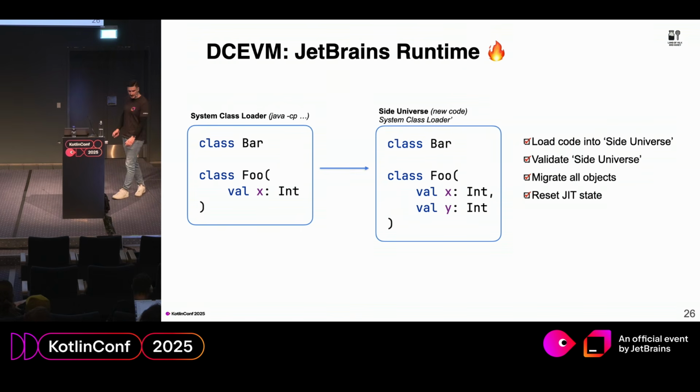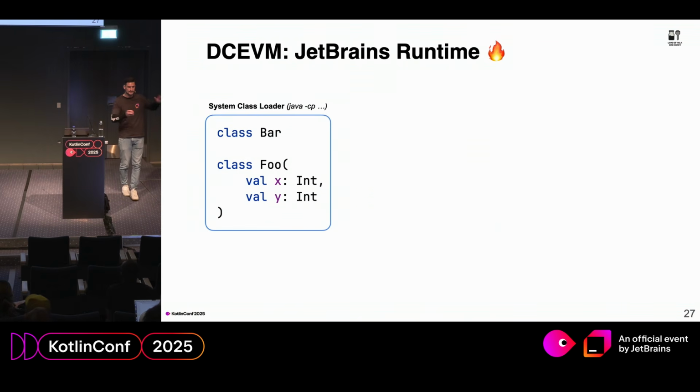Then it migrates all the objects that you have in your running application to the side universe. Then obviously we need to reset the JIT state. If you had some code that some optimizing compiler already translated into machine code, and you change that code, that means the machine code is not valid, so we should drop that machine code and start JITting fresh. Now once the compiled state is dropped, we can just promote the side universe, and what was previously the system class loader is replaced by our side universe, which is just a regular system class loader. And we as application developers would not have noticed, and that means hot reload is done.